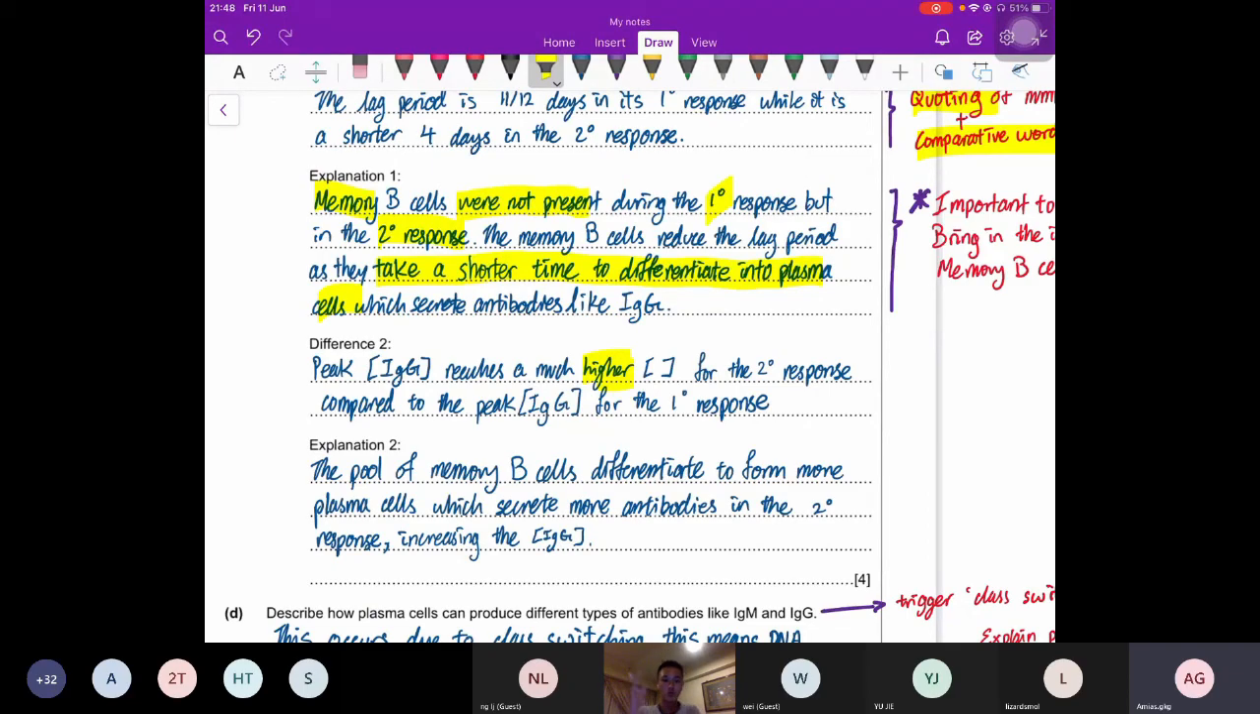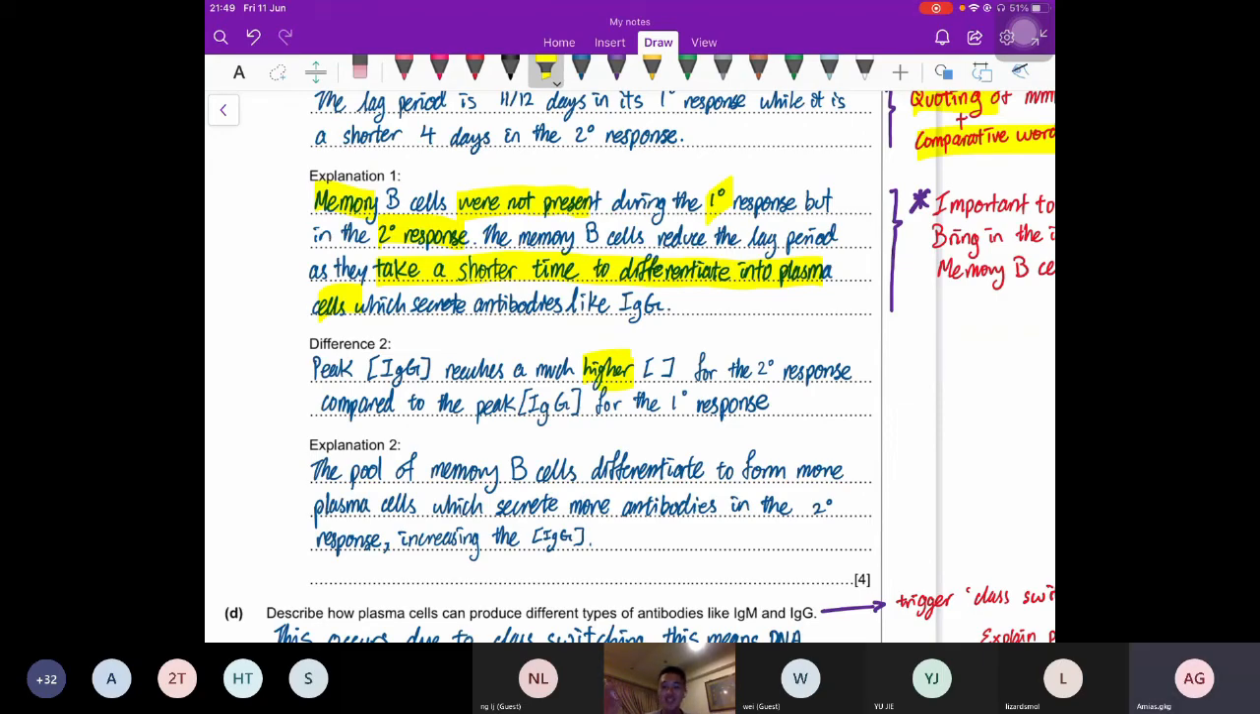Okay, so now we have the explanation as to why it reaches a higher concentration. The pool of memory B cells will differentiate to form more plasma cells, which secrete more antibodies in the secondary response, increasing the concentration of your immunoglobulin G, your antibody. I didn't cover this in the lesson, and they don't usually talk about this in class, but just understand that during your secondary response, you have more B cells.